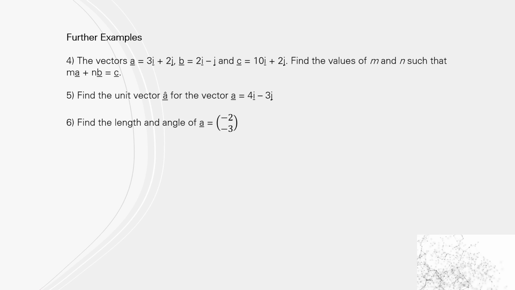So if I've got the vectors a (3, 2), b (2, -1) and c (10, 2), I want to find the values of m and n such that m a plus n lots of b vector equals the c vector. For a hat, we're going to use the rule that we had before. And if I want to find the length and angle of the a vector minus 2, minus 3, we'll look at how that operates.